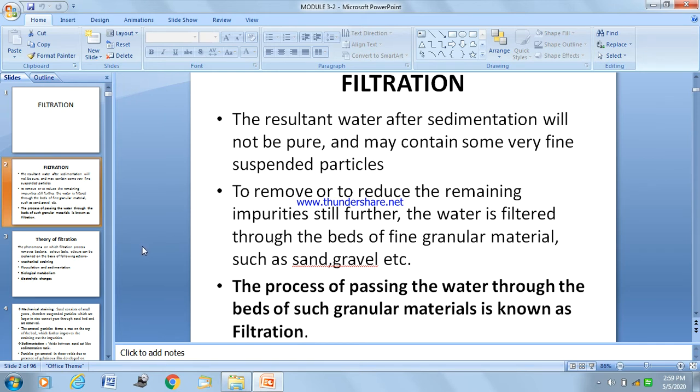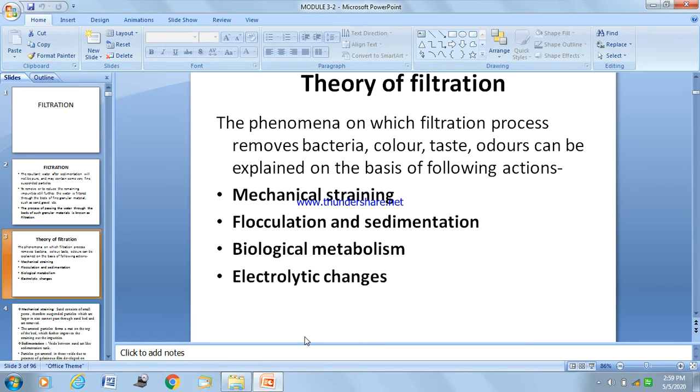With the filtration tank, you are passing the water through a filtration bed, where the granular material present is sand and gravel. The process of passing the water through beds of such granular material is called filtration. Next we will go for the theory of filtration.